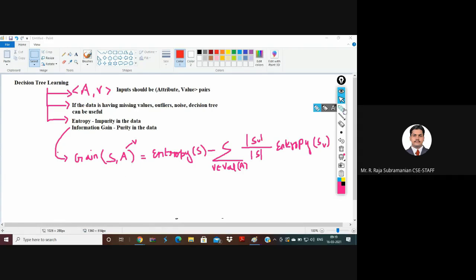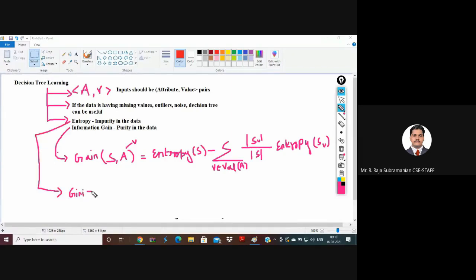We have another metric, that is Gini. This Gini is also an efficient metric that is used to say how pure or how impure my division is going to be. There is actually a relationship between entropy and Gini.